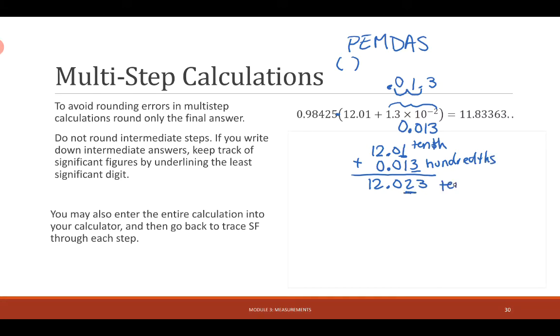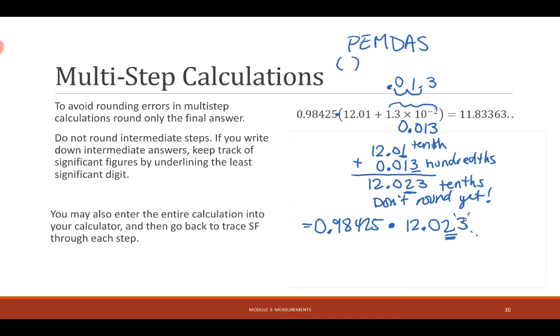And so this one needs to be in the tenths place, but I don't want to round yet because I'm not done with the calculation. We don't want to round yet because we don't want to end up with a rounding error in the end. You only want to round the final answer to a calculation. So at 0.98425 times 12.023. And I'm just going to underline that too so I remember that that's significant and that 3 is not significant.